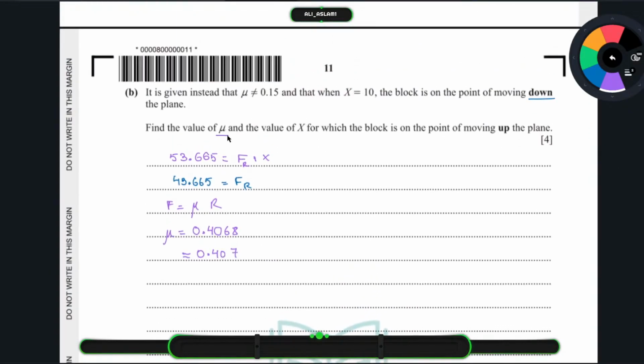They're asking to find the value of mu, that is done, and the value of X for which the block is on the point of moving up the plane.